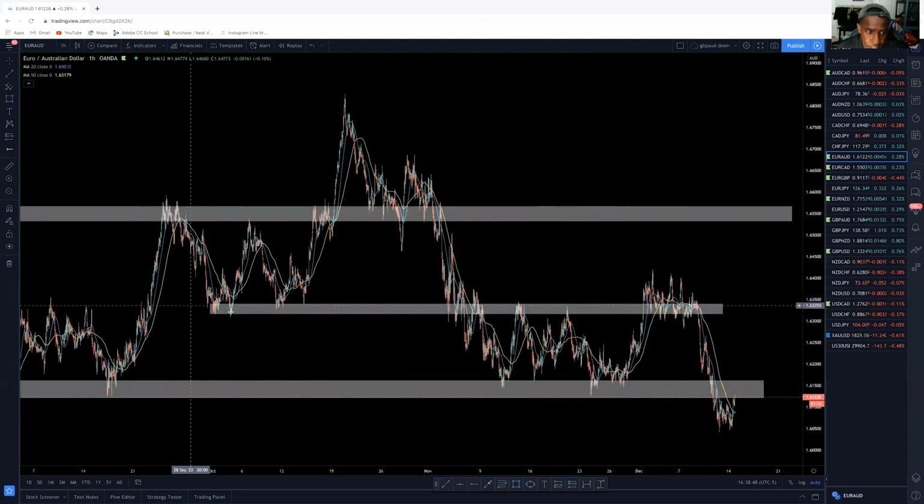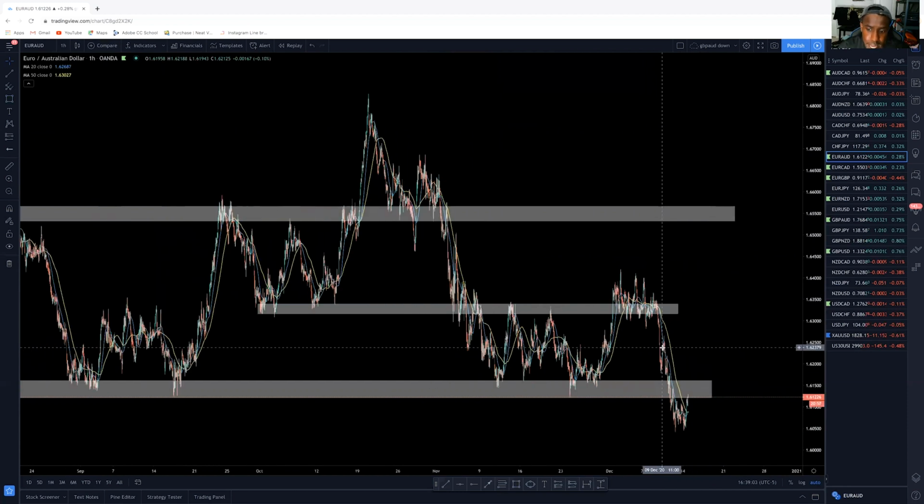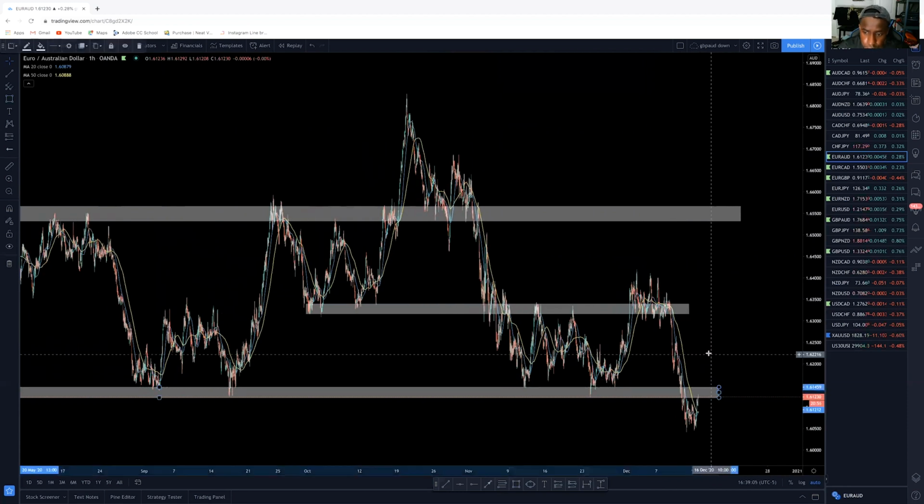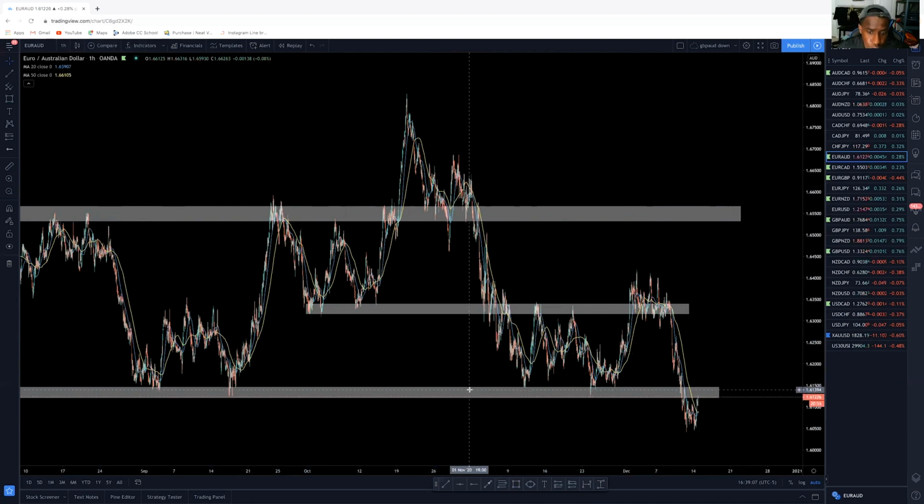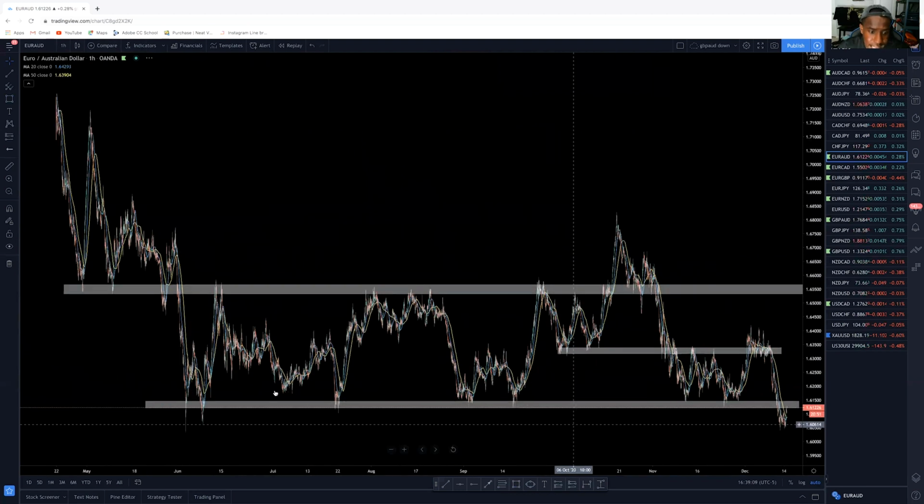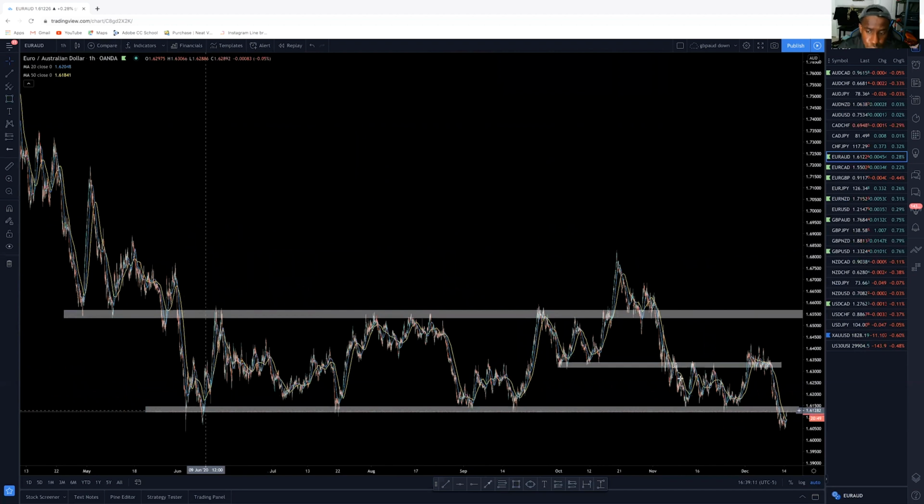So we have an area of support that then converted over. Now it's acting as an area of resistance, right? So price eventually broke above that area, and there was just a false breakout because it consolidated and broke back down. But now guess what's happening? If we look here, we see price has broken the support that was acting as support since June of 2020.